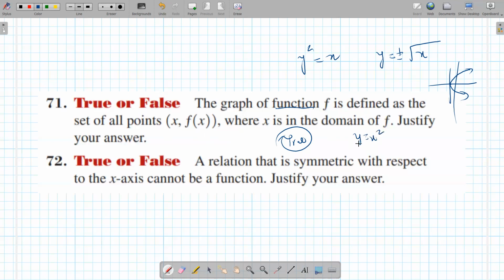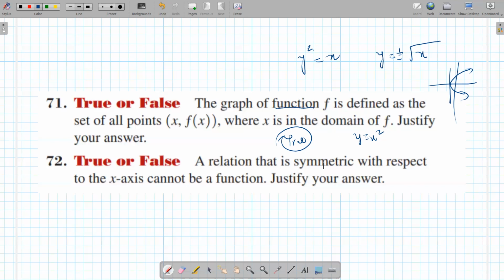An example would be y equals x squared, and as long as x is in the domain, then this is a function. Well, it's already a function, but x will be in the domain of this. Could you make a function that didn't have x in it? No, you can't. This is true.